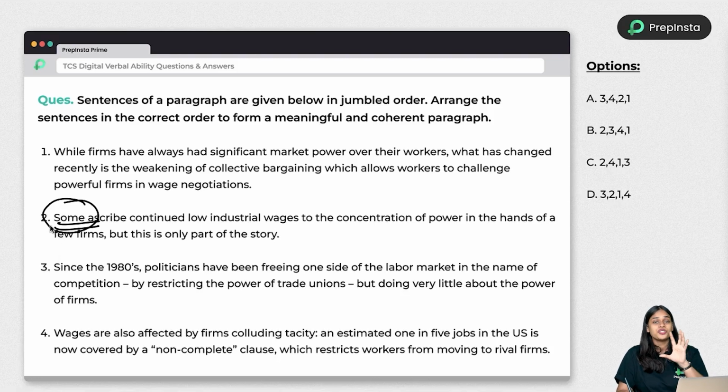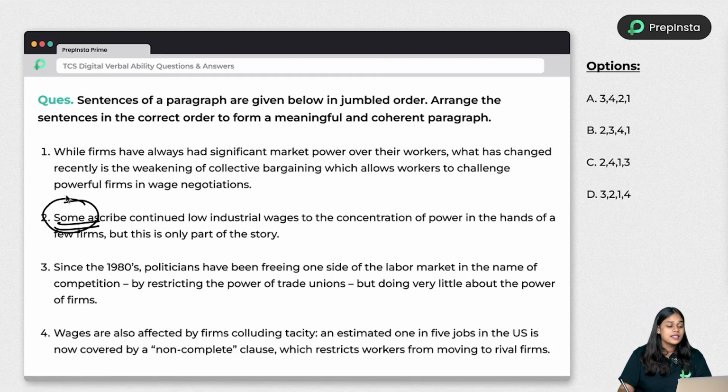Who are these some? So, you need a subject before it, right? You need a noun before it. So, this cannot be the first sentence. That means we can eliminate 2 options from here. So we are not just using the grammatical technique over here, we are also using the elimination technique over here.